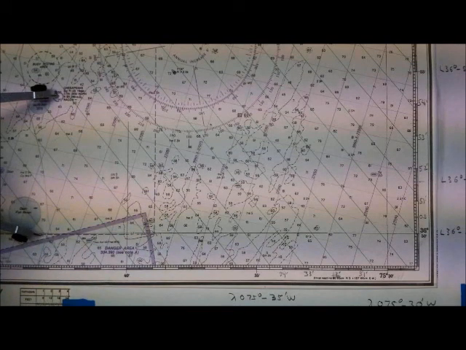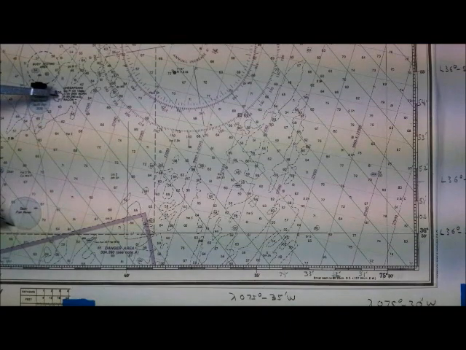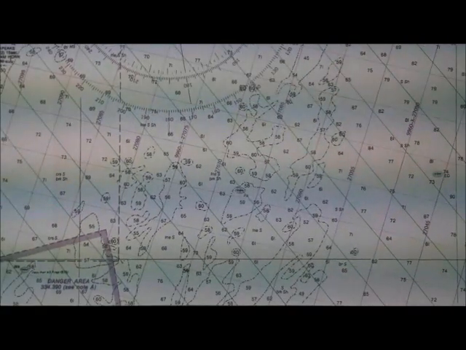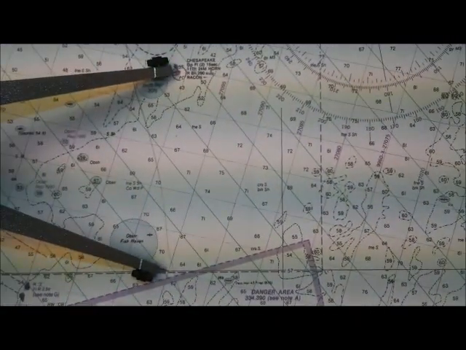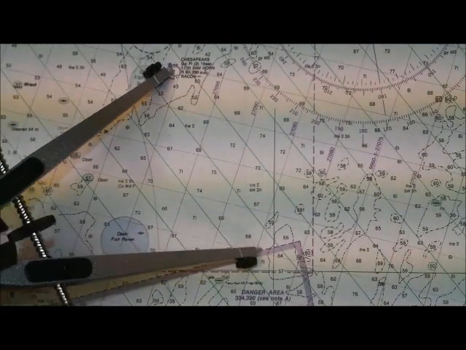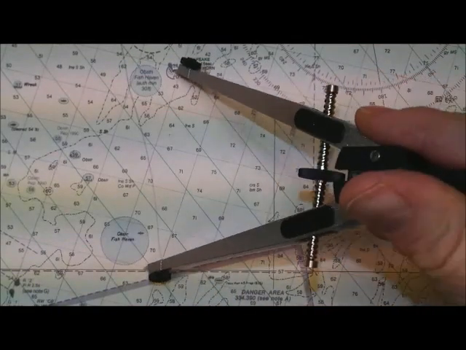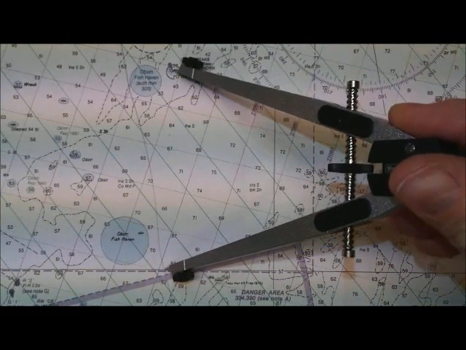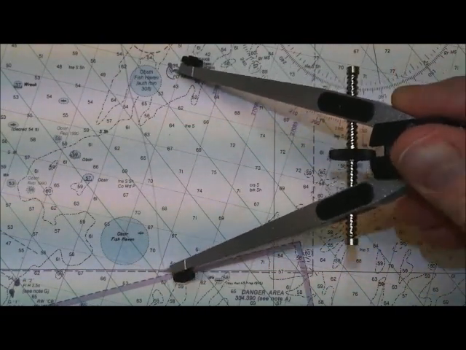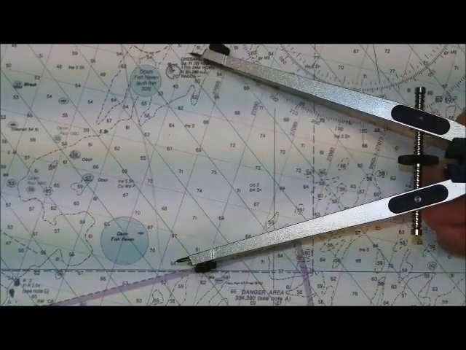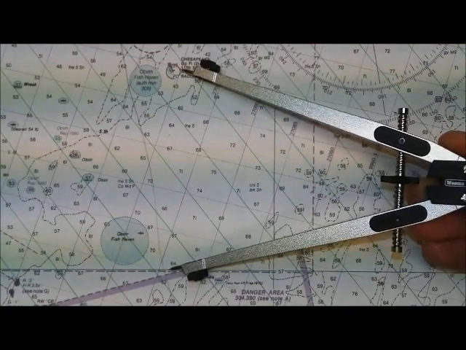Here we go, I have a parallel of latitude right here, and you can see I'm swinging my arc. Let me zoom in on that a little bit. At the bottom of the arc, when it first touches that reference line, I don't want to go past it and I don't want to be shy of it, just directly on the reference line. Then I know that that's the distance from the reference line up to the navigation aid.